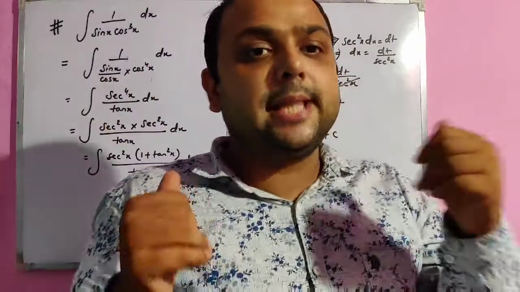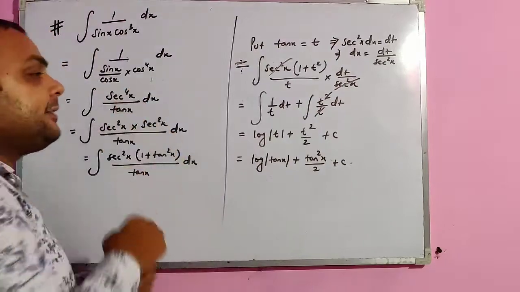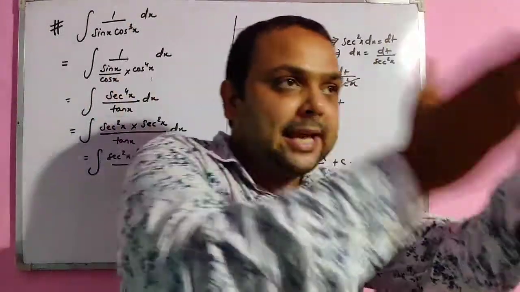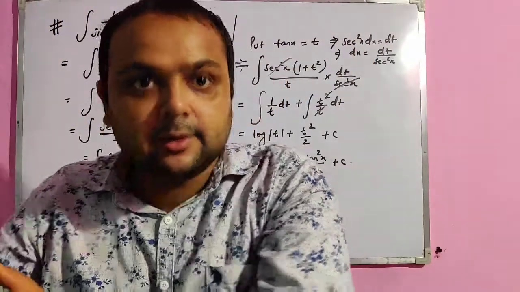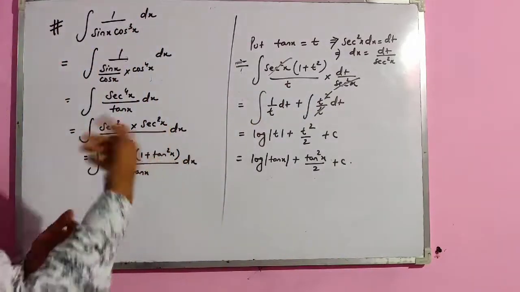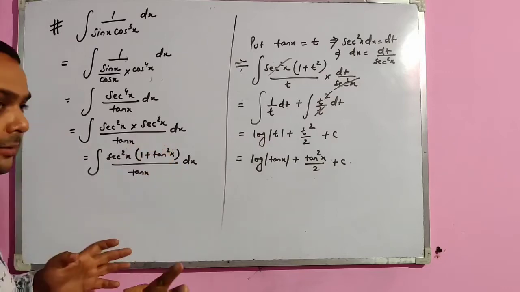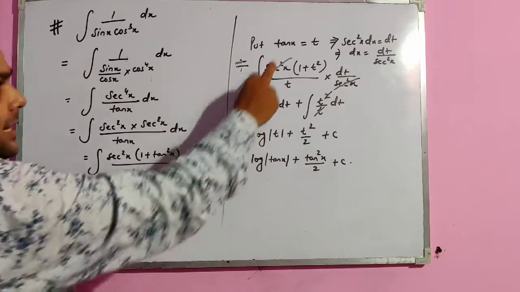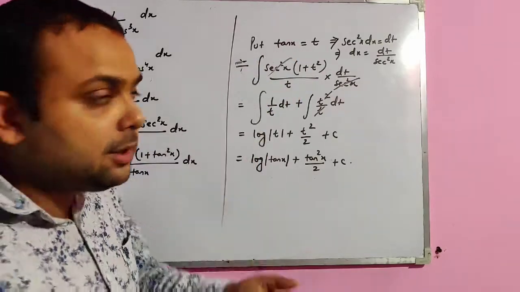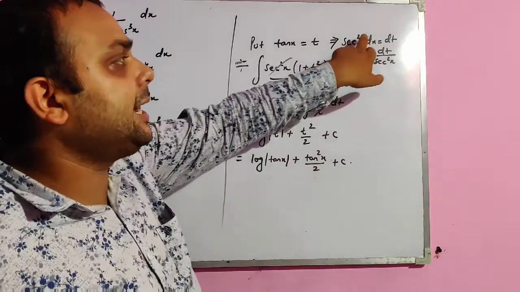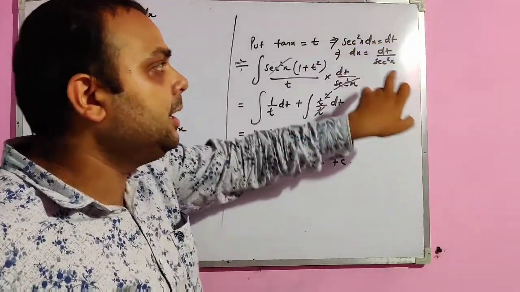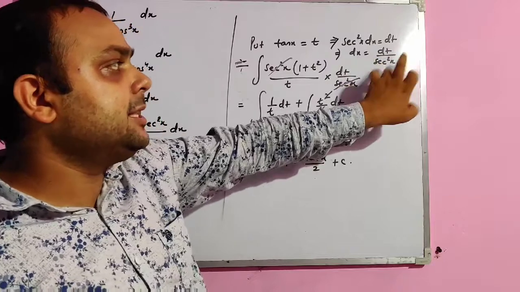Understand up to this? Now this sec 4x I have split into two parts, sec square x and sec square x. This one is as it is, and for the other I have inserted 1 plus tan square x. Now I have put tan x equal to t, the substitution method. So the differentiation of this is sec square x dx equal to dt. dx is equal to dt divided by this value.